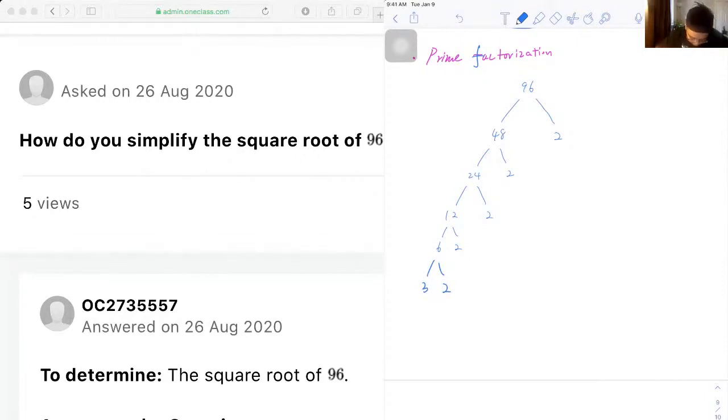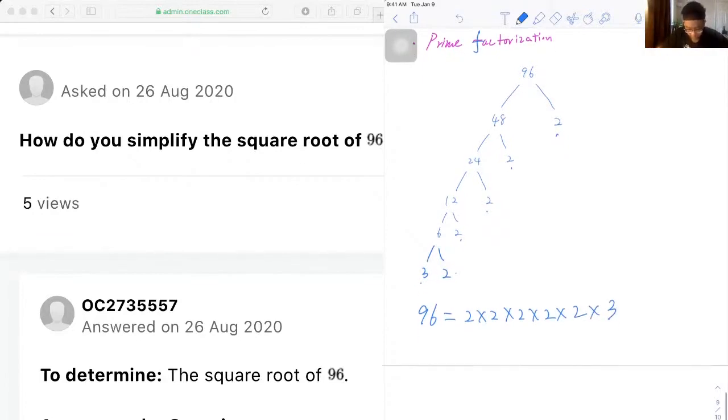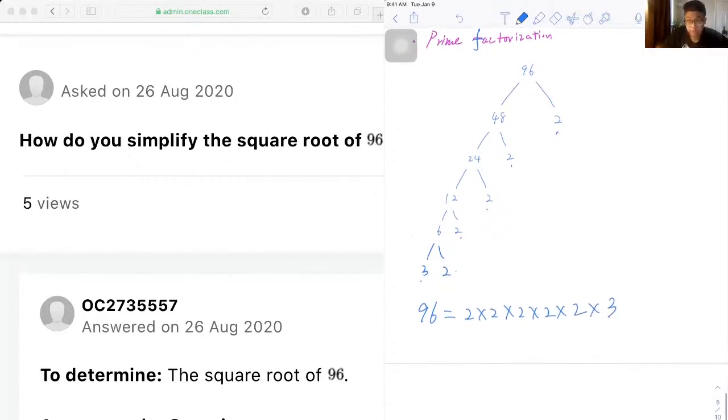Okay, so 96 is equal to, there are 1, 2, 3, 4, 5, 2 times 2 times 2 times 2 times 2, and then there's a 3. So that's what we get from the prime factorization part. And these numbers are just coming from the end of each branch.